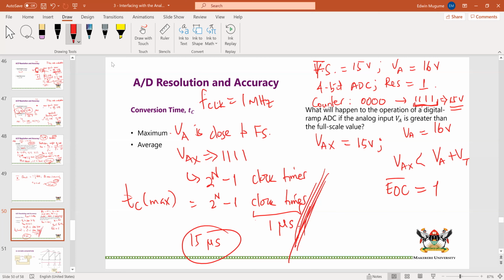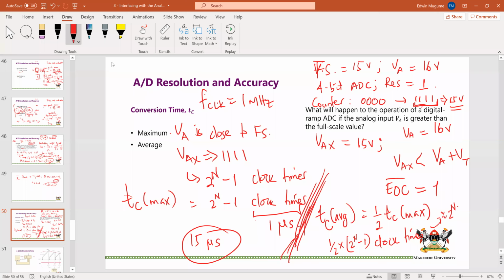Sometimes, because the signal does not always, VA does not always have to be close to the maximum. It can be very low. It can be in the middle. It can be up there. So sometimes we take the conversion average time, which is a half TC max, or a half of 2 to the power n minus 1 clock times. And apparently this is also equal to approximately 2 to the power n minus 1.